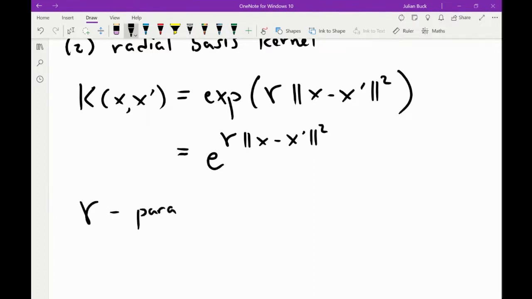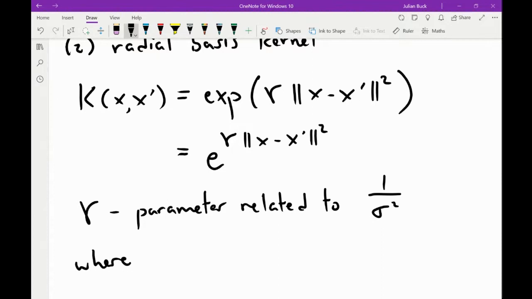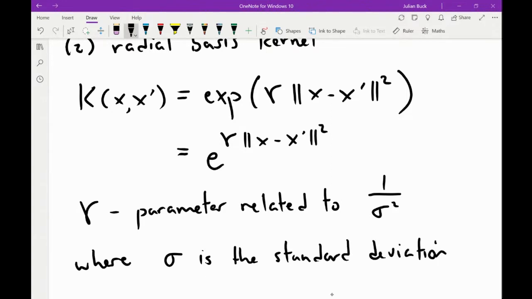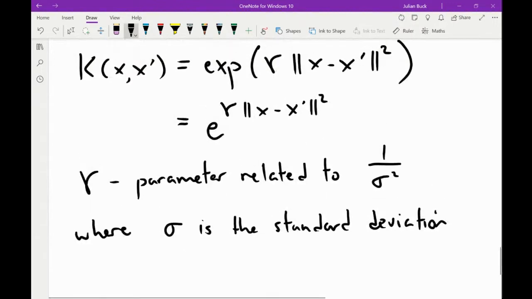So what's gamma? Gamma here likewise is a parameter, and it's related to 1 over sigma squared, where sigma is the standard deviation for a certain normal distribution. We don't have to get into the details of this right now.